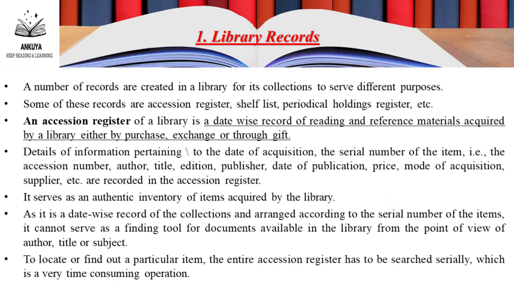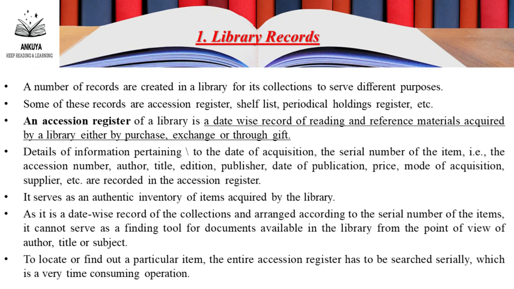Point 1. Library records. A number of records are created in a library for its collections to serve different purposes. Some of these records are accession register, shelf list, periodical holdings register, etc. An accession register of a library is a date-wise record of reading and reference materials acquired by a library either by purchase, exchange, or through gift. Details of information pertaining to the date of acquisition, the serial number of the item, i.e., the accession number, author, title, edition, publisher, date of publication, price, mode of acquisition, supplier, etc., are recorded in the accession register.